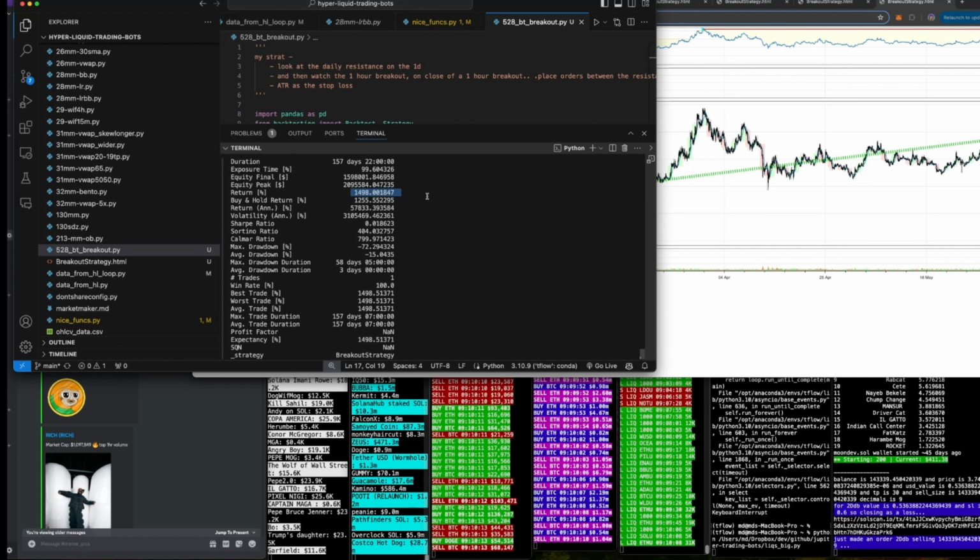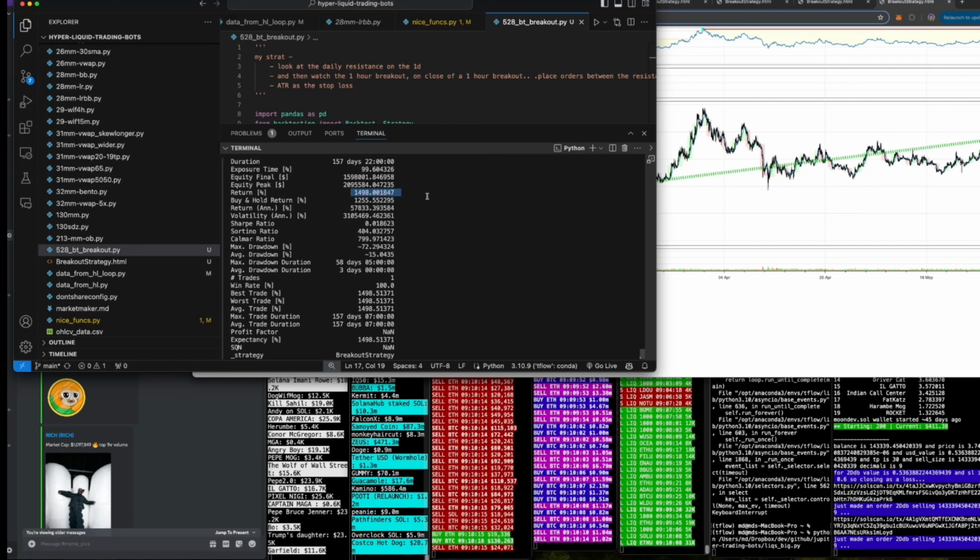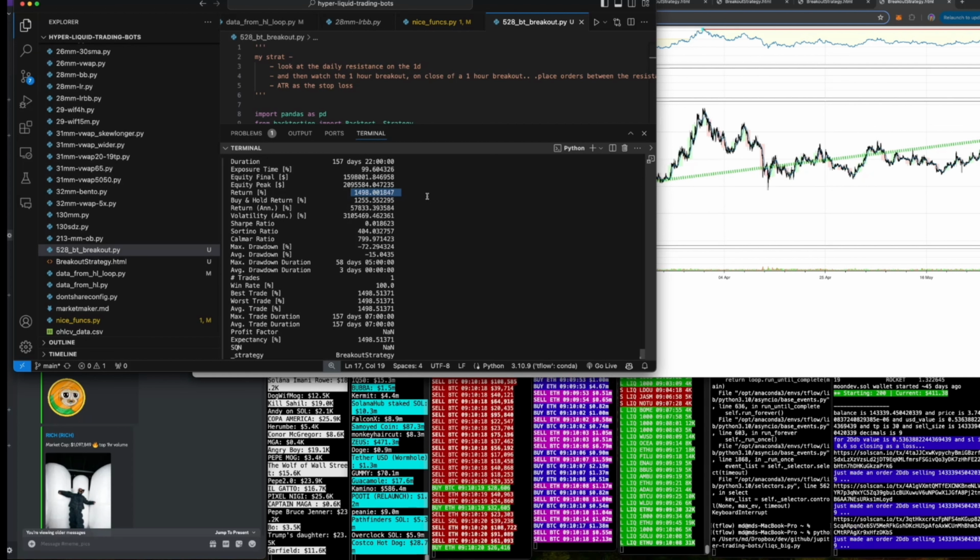So it literally bought one breakout. So that's the trading bot for you guys. That's the bot for today.